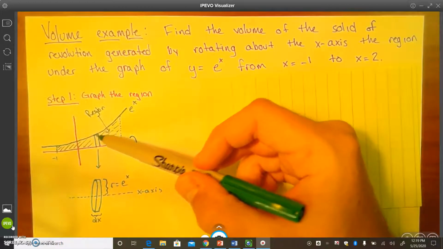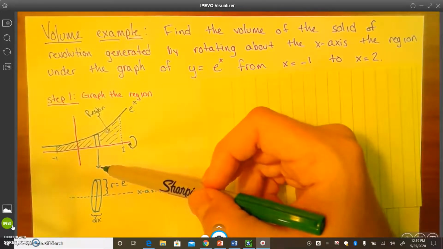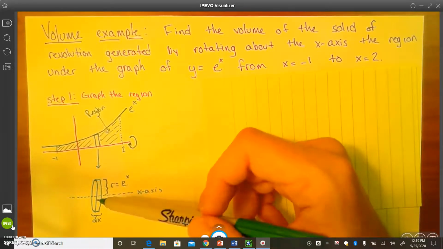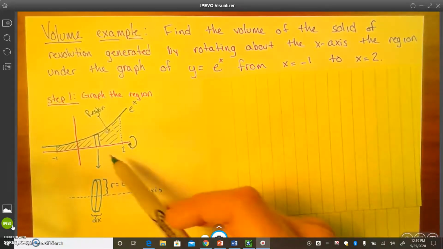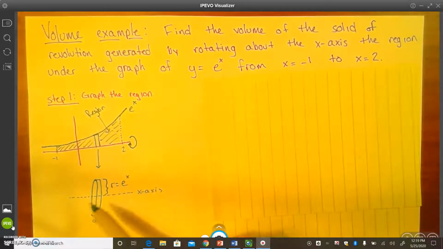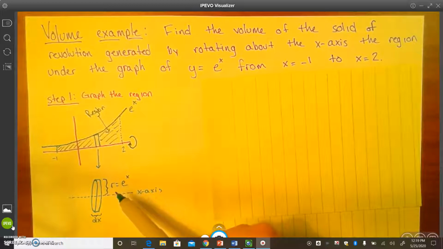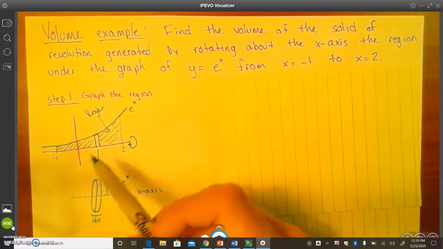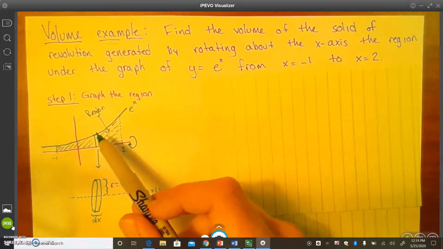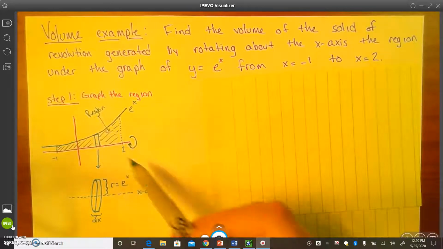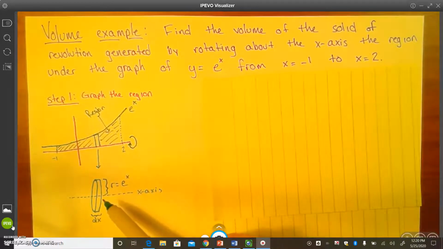And I make it a little wide so you can actually see the disk that's being formed. This is called the disk method after all. So again, taking just one slice of that and rotating it around, we get this cylindrical object, aka this disk. And it's basically a cylinder. So we want to identify the radius of it, which is, of course, from y equals 0, the x-axis, all the way up to our function, which is e to the x.